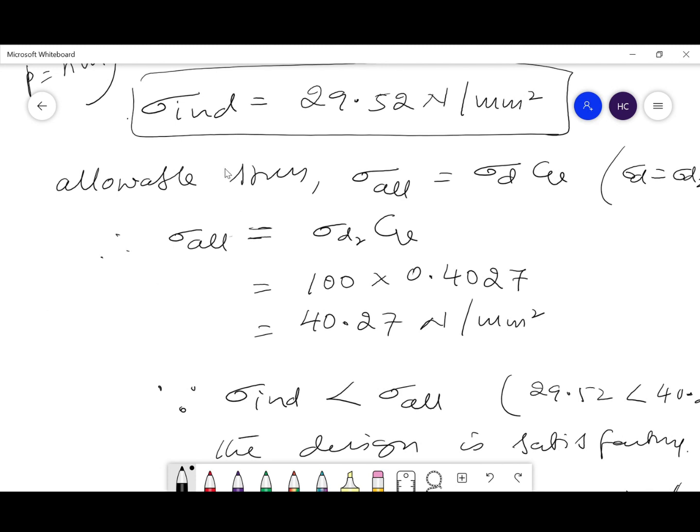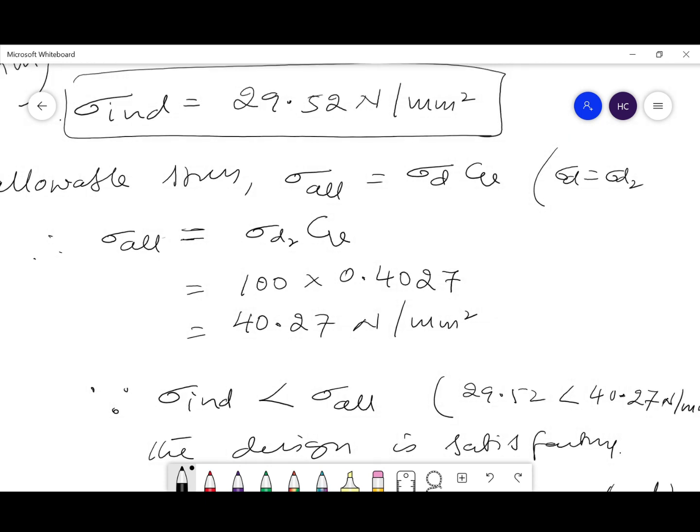Now allowable stress, so sigma allowable is equal to sigma d into Cv. Sigma d is nothing but the allowable static stress. Here the gear is weaker, so we need to consider the allowable static stress of the gear material, that is sigma d2. So now the allowable stress sigma allowable is equal to sigma d2 into Cv. Sigma d2 is 100 and Cv is 0.4027, which gives us 40.27 Newton per millimeter squared.